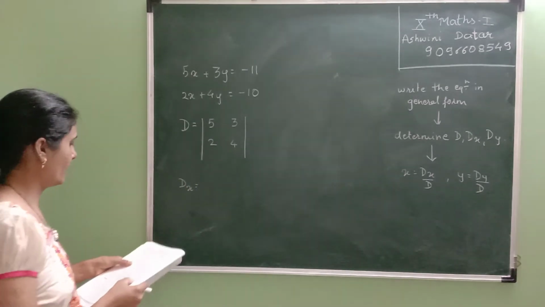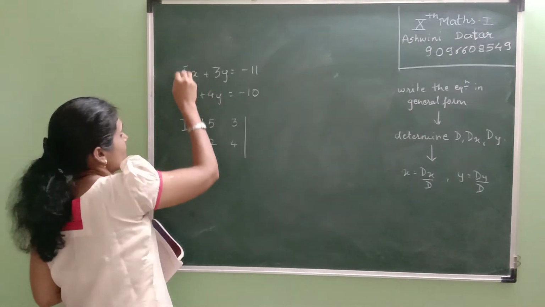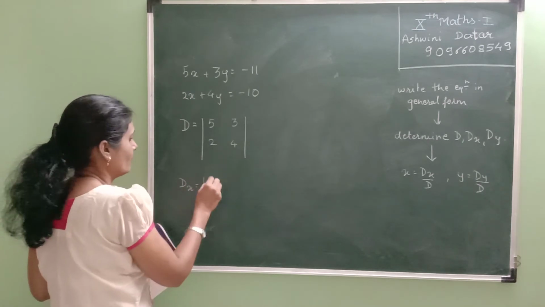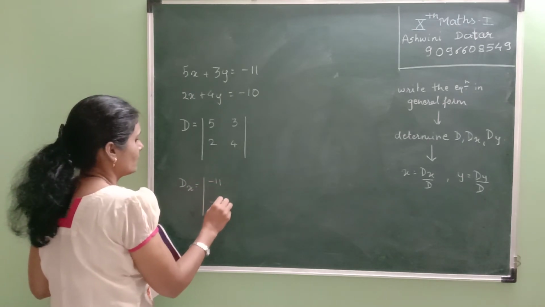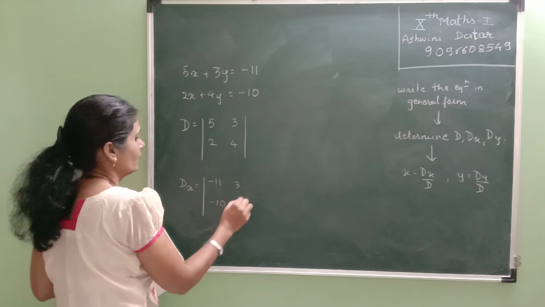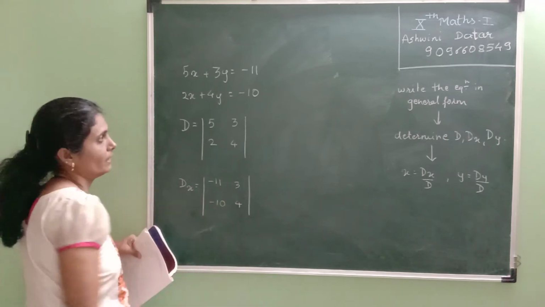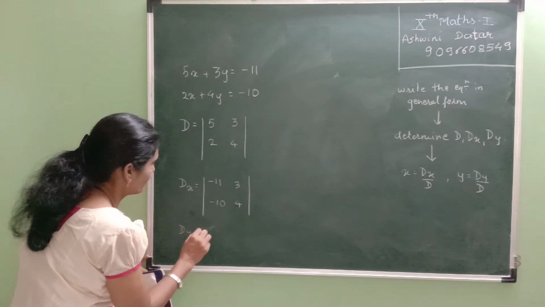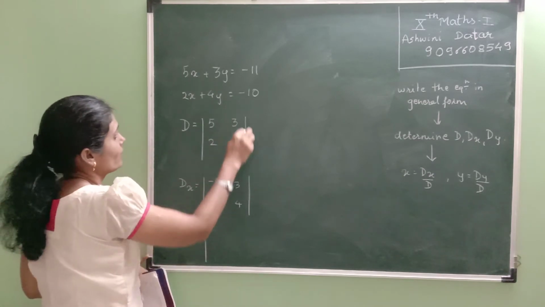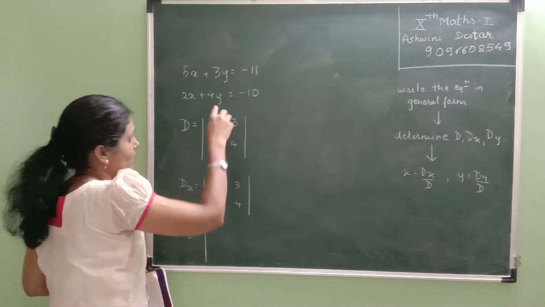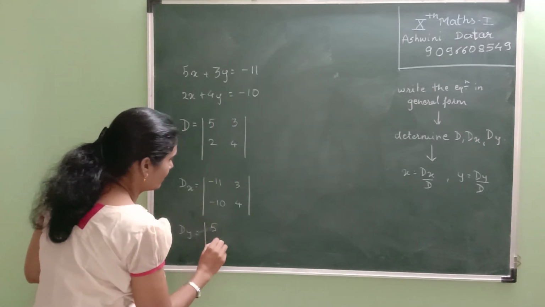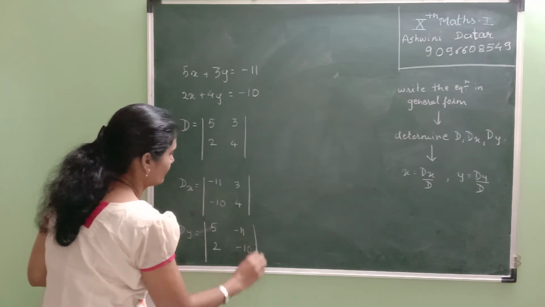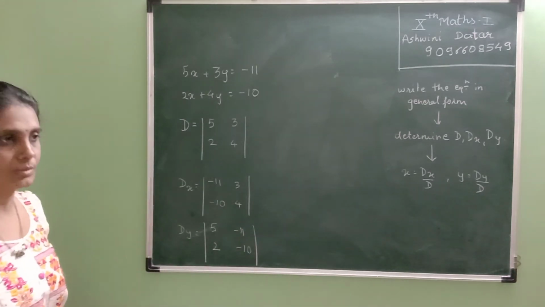To find out Dx, the x coefficients will be replaced by C1, C2. So this is going to be minus 11, minus 10, 3 and 4. Next is Dy. Dy will be equal to, now the y coefficients are replaced by C1, C2. So this will be 5, 2, minus 11, minus 10. These three determinants I need to solve.